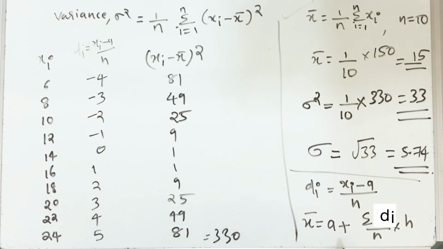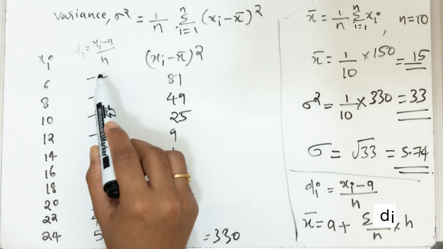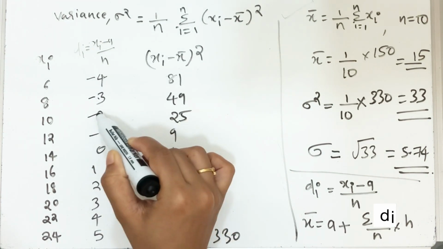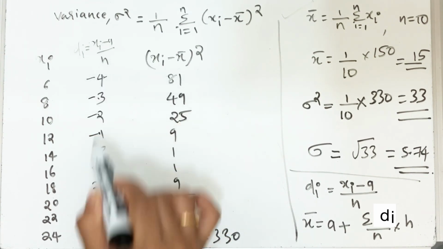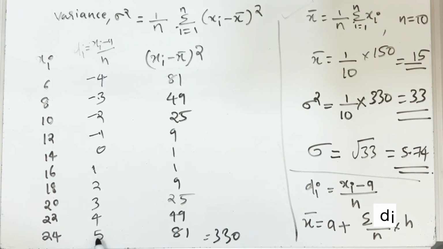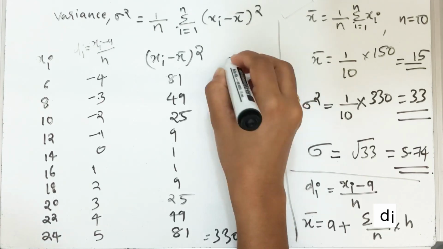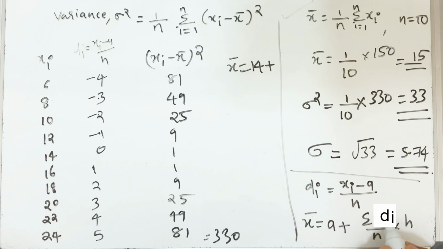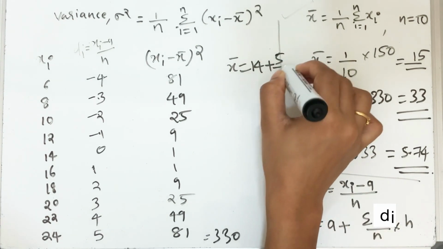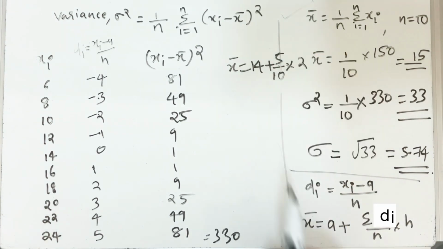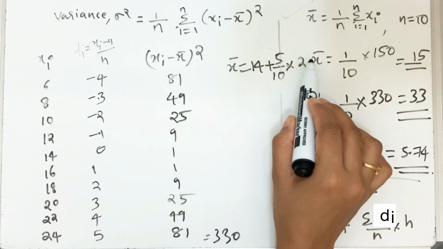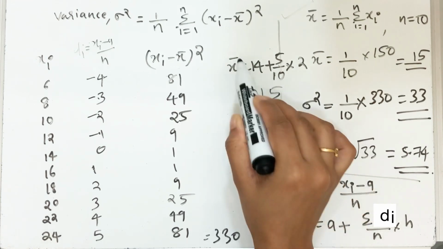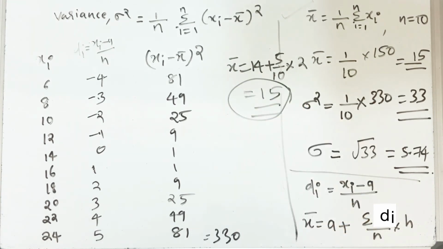Next, to find the mean, we need sigma di. What is sigma di here? 4 minus 4 is 0, 3 minus 3 is 0, 2 minus 2 is 0, 1 minus 1 is 0. The remaining is 5. So x bar is equal to a, which is 14, plus sigma di, which is 5, by 10 into 2. 5 by 10 is 1 by 2, and 1 by 2 into 2 is 1. That is 14 plus 1, which is equal to 15. So the mean x bar is equal to 15.